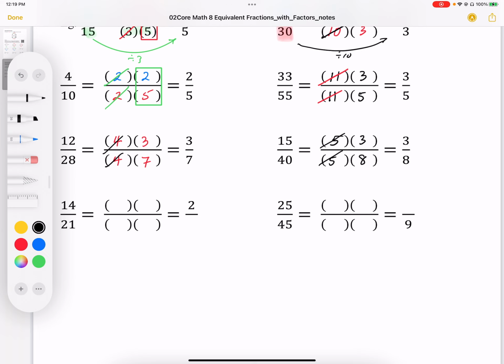For these ones here, I can just look at the common factors of 14 and 21. They share a times 7. So 14 is 7 times 2. 21 is 7 times 3. These are going to cancel out, and I'm going to end up with 2 over 3. Here the common factor is 5, so we have times 5, times 5. 5 times 5 on top, 5 times 9 on bottom. We can get rid of the common factors. So when we divide by 5, we get 5. We divide by 5, we get 9 on the bottom.